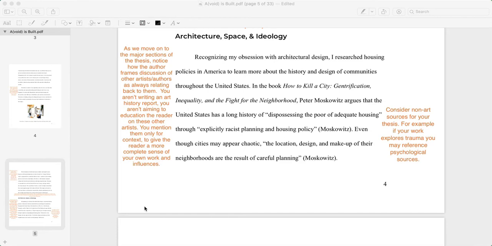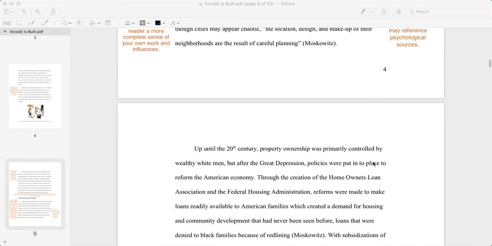You aren't writing an art history report. You're not aiming to educate the reader on these artists. You mention them only to give context, to give the reader a more complete sense of your own work and influences. And you'll also notice in this section there are citations for works about gentrification. You might also consider non-art sources for your thesis. For example, if your work explores trauma, you may reference psychological sources.